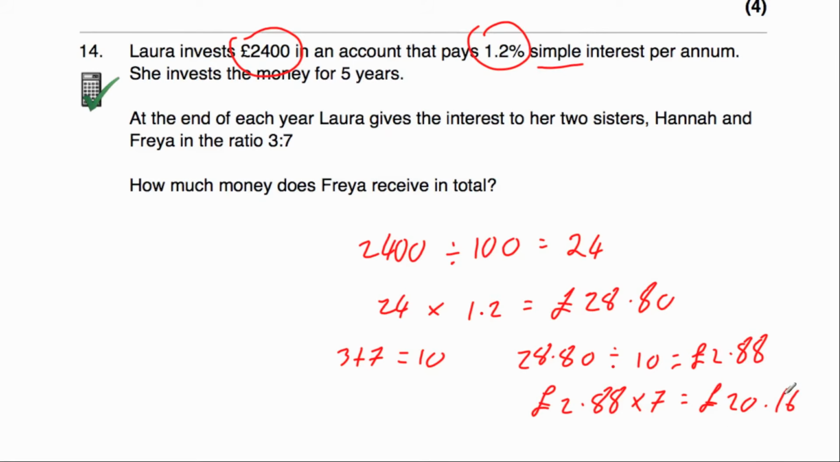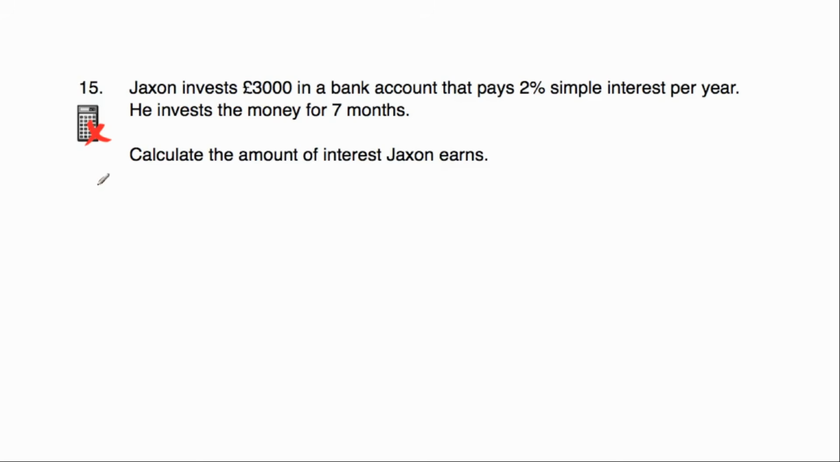So every single year she earns £20.16. If we take that £20.16 and we multiply that by 5, we'll see how much money she gives Freya in total. So multiplying that by 5 would give us 180 pence. So that's £100.80, and that's it. So how much money does Freya receive in total? £100.80. So let's have a look at question 15.